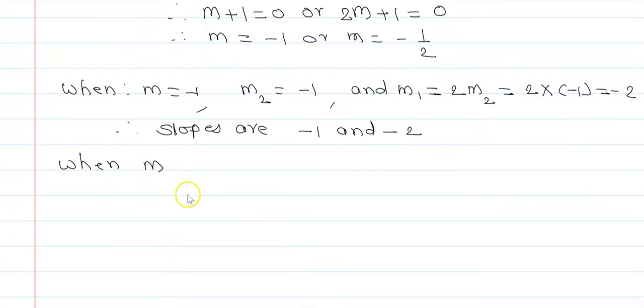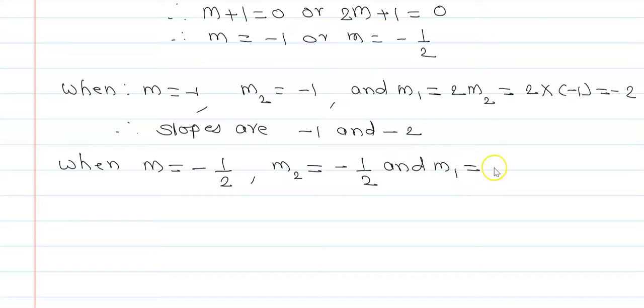When m is equals to minus 1 upon 2. Okay. Therefore, m2 is equals to minus 1 upon 2 and m1 is equals to 2 m2, that is equals to 2 into in bracket minus 1 upon 2. Therefore, m1 equals to minus 1 and m2 is minus 1 upon 2.